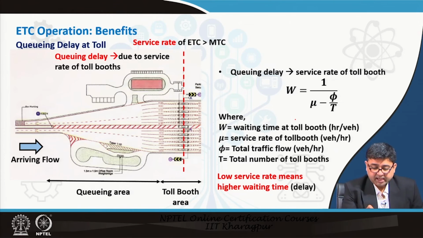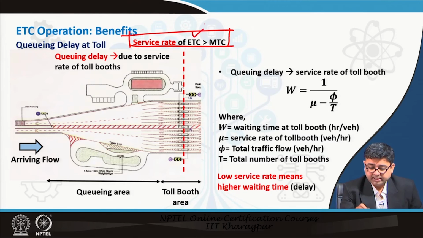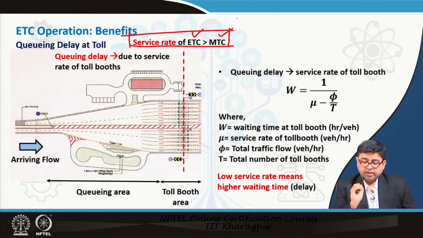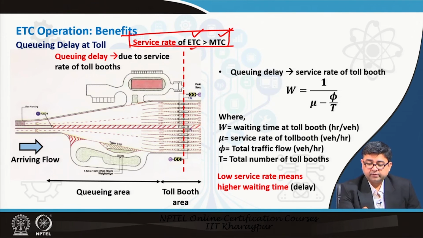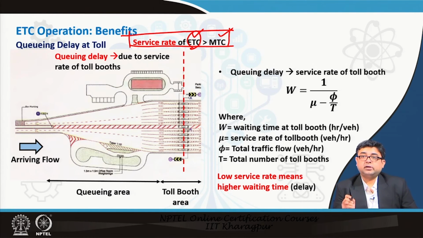So, what happens essentially at an electronic toll collection, ETC, and manual toll collection, MTC, is that the service rate of ETC is higher than the service rate of MTC. That is how it reduces the queuing delay at an electronic toll collection. Electronic tolls can serve you at a much faster rate, because there is no manual person, no manual transaction happening, no money being exchanged. It is only a transponder that is reading your tolls and letting you go. So, the service rate of electronic toll collection is much higher.